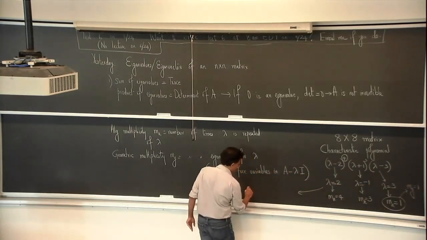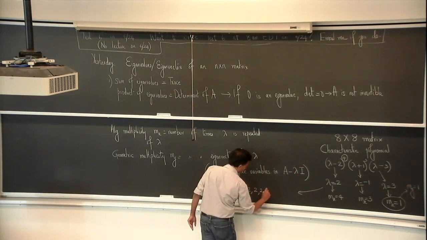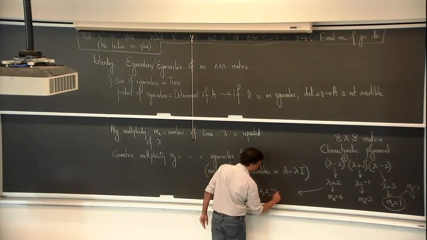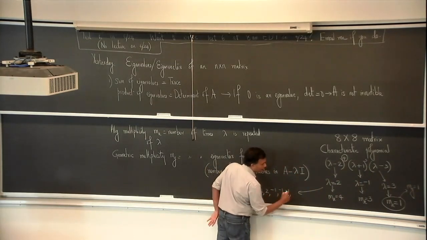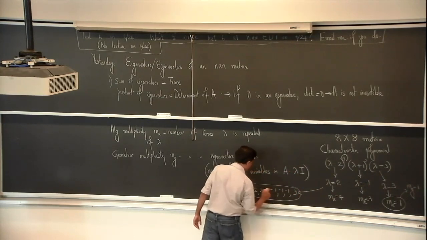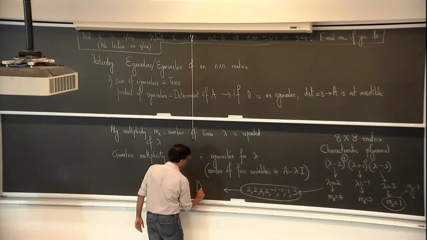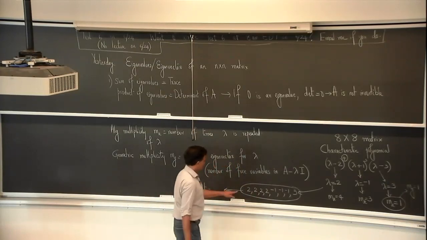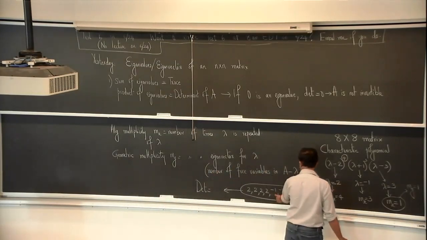The eigenvalues are 2, 2, 2, 2, -1, -1, -1, and 3. Okay. So the product of these will be the determinant. That's going to be 16 times 3 is 48 and negative.